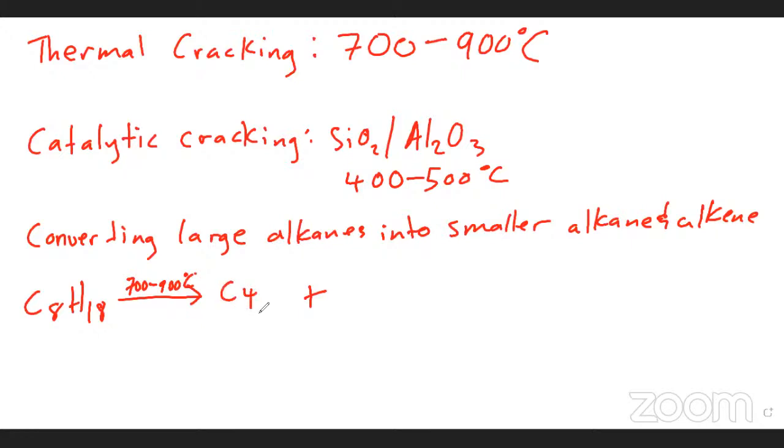So if the first one has 4, the second one must have 4. One must be alkane, one must be alkene. So if this is the alkane, how many hydrogens should it have? 8. Wait, this would be alkene if it has 8. If this is the alkane, how many should it have? 10, sir. Right.